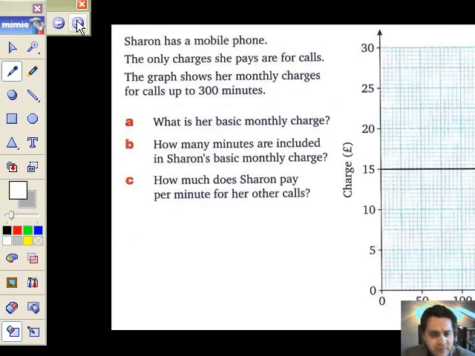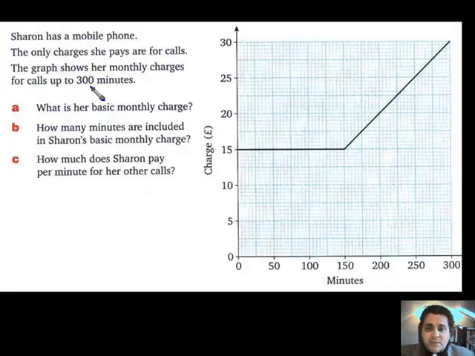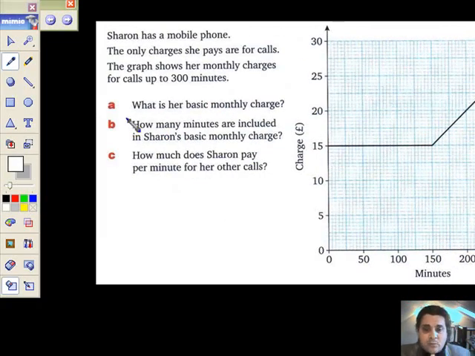Right, this is Sharon. This is question 7. Different style of real life graph. A real life graph nonetheless. It says Sharon has a mobile phone. The only charges she pays are for her calls. The graph shows her monthly charges for calls up to 300 minutes. Well, there's your 300 minutes. There's 0 minutes, and there's 0 to £30. Right, what is her basic monthly charge?